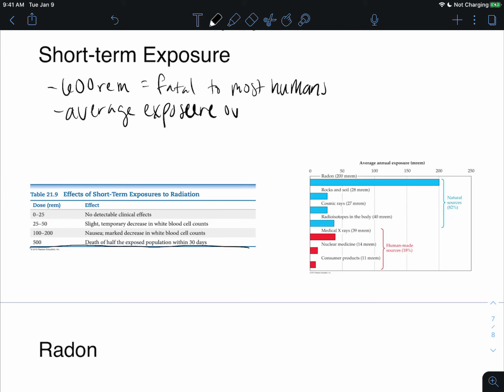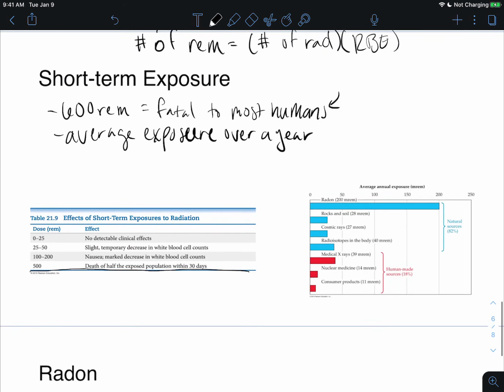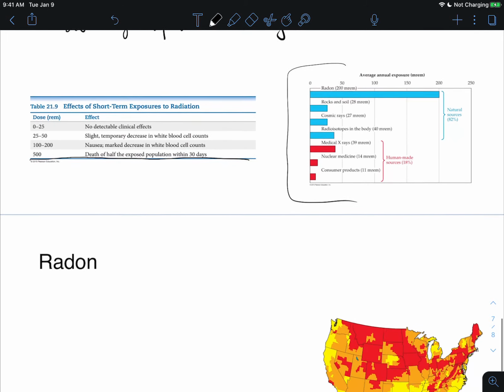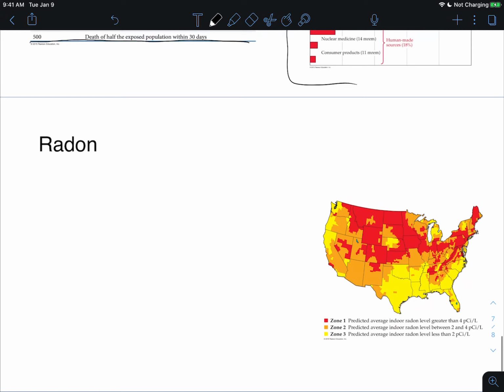Our average exposure over a year, so this is talking about far shorter than a year, but over a year is approximately 360 millirem. So not very much. This is going to be encountering all sorts of things like consumer products. If you go get any sort of x-rays, if you have to get a radioisotope put into the body, stuff like that. And another very large cause of radiation exposure is radon.